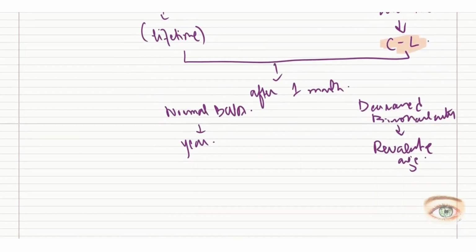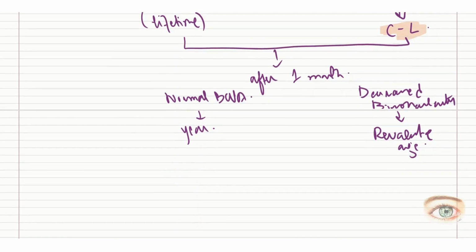We are going to have the initial follow-up after 1 month, and the BCVA and binocularity are going to be normal in the patient having myopia less than 5 diopter, and there will be decreased binocularity and decreased vision in patients with amblyopia, and we are going to reevaluate the patient according to the age.